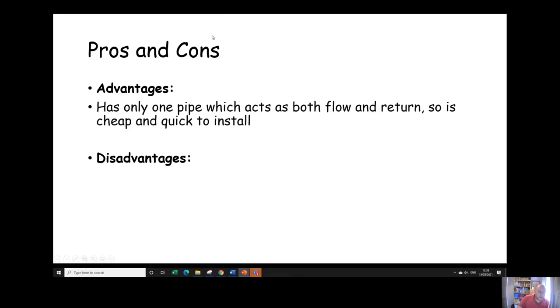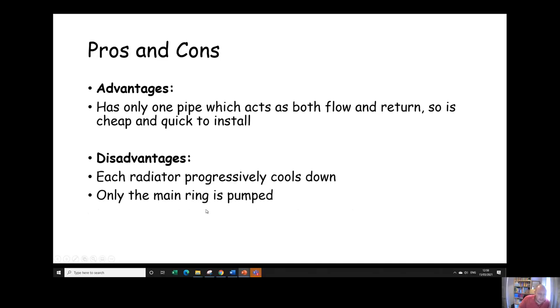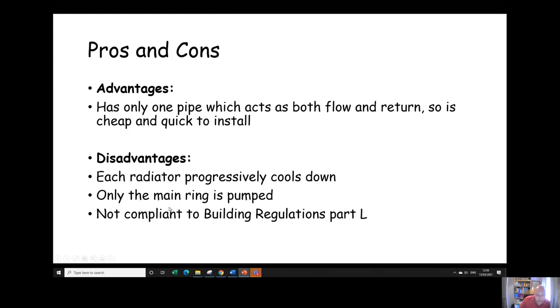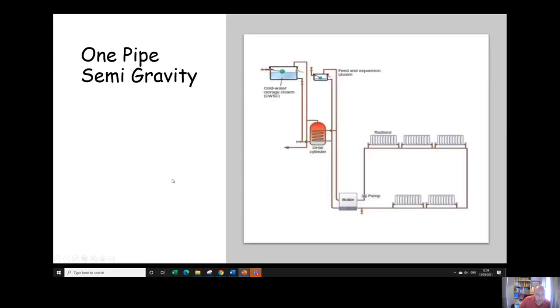So pros and cons of a single pipe system. There is only one pipe which acts as both the flow and return, so it's cheaper and maybe a bit quicker to install. The disadvantage is each radiator cools down as it goes around the circuit. Only the main ring is pumped, so it heats up a little bit slower, and it's not compliant with Part L, so therefore we shouldn't fit it anymore, but we might still come across it.